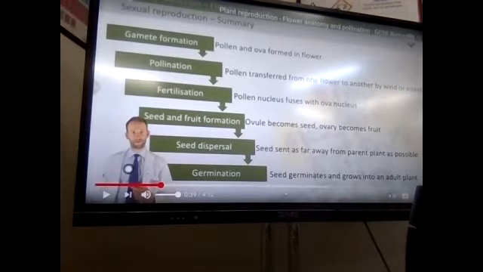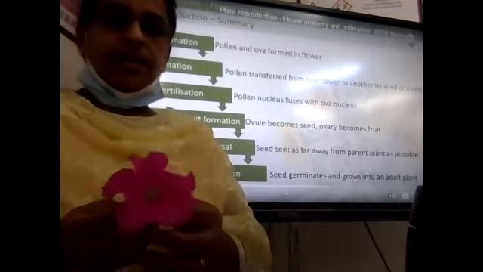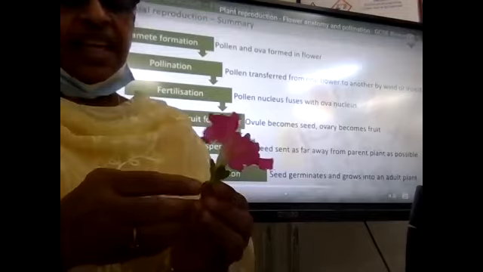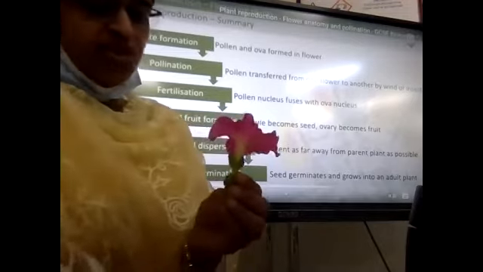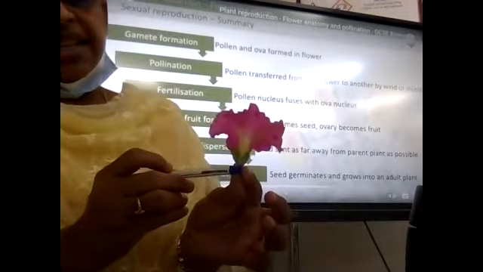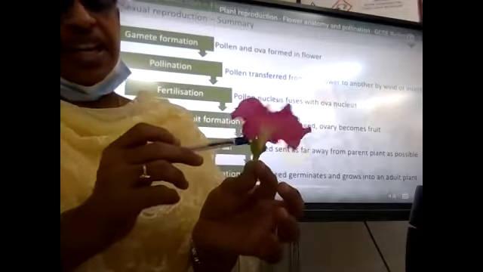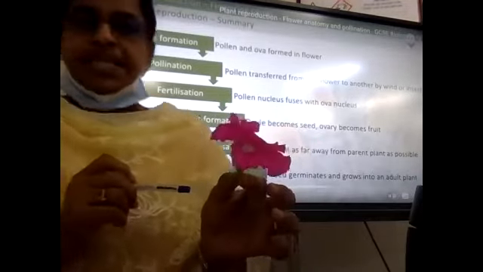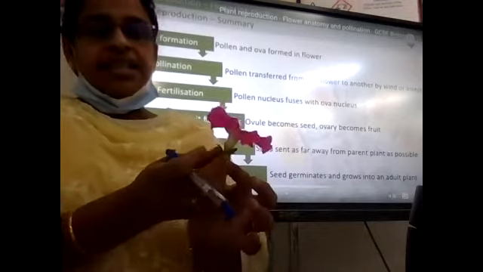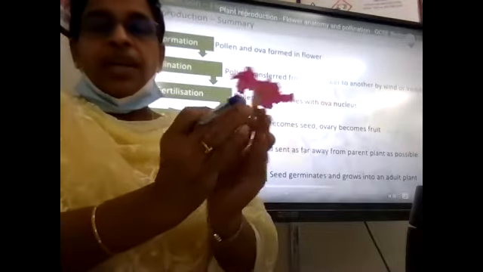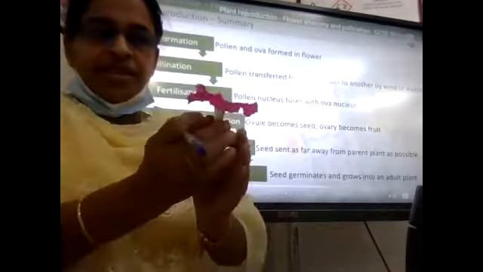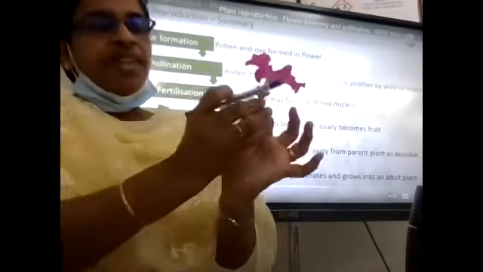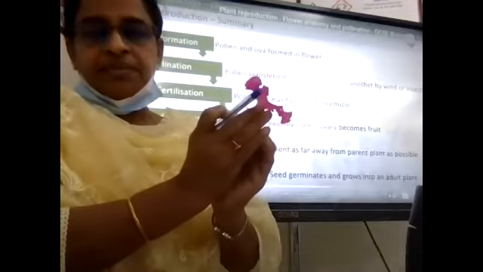So this is a flower. Okay, can you see it clearly? Yes. The parts of the flower we have to learn first. This green colored leaf-like structure is known as sepal. And this is protecting the flower when it is a bud. You know, bud means before it opens. Before it opens, it's like this. So these are protecting them.